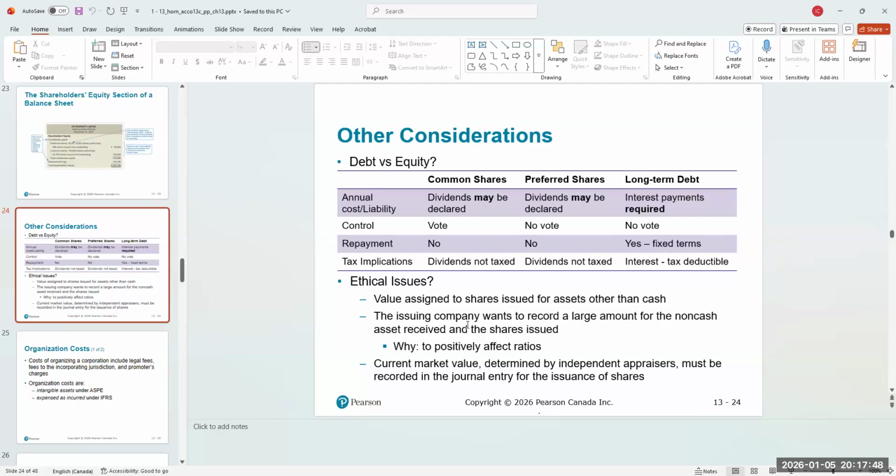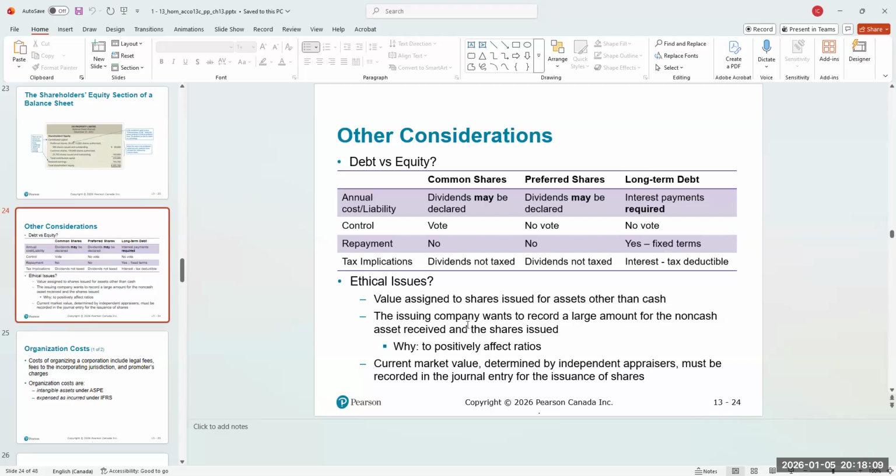Then you're going to have questions that you have to ask. What should I do? Should I raise my capital through debt or through equity? Let's say I'm going to go with equity. I have two options available here, common shares or preferred shares.